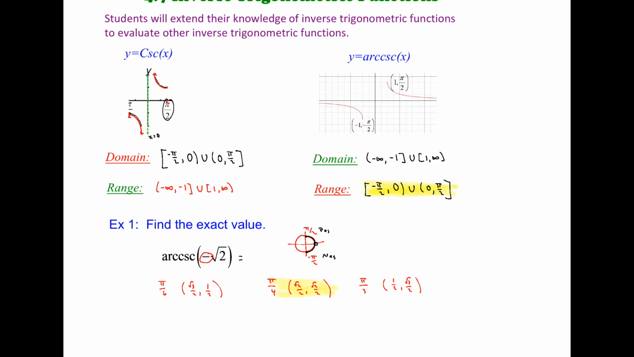And so when we do that, our answer would be negative pi over 4. Once again, what we're saying is that cosecant of negative pi over 4 is negative square root of 2. And that has to do with the reciprocal of the y value. And the reciprocal of square root of 2 over 2 is just the square root of 2.